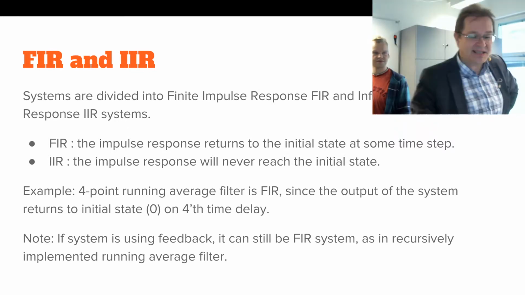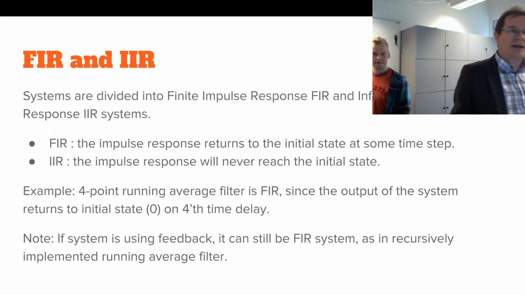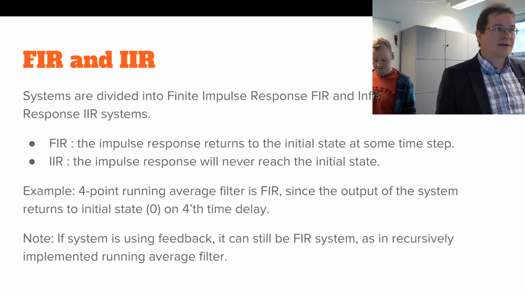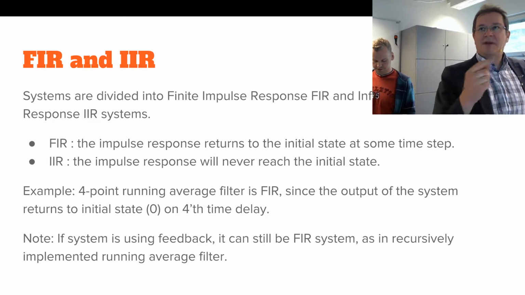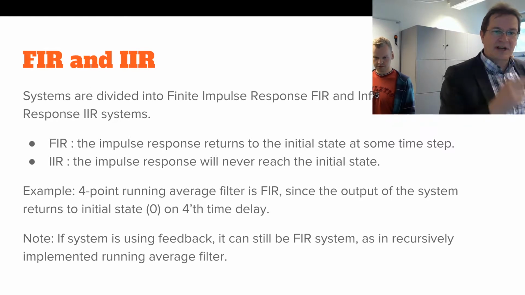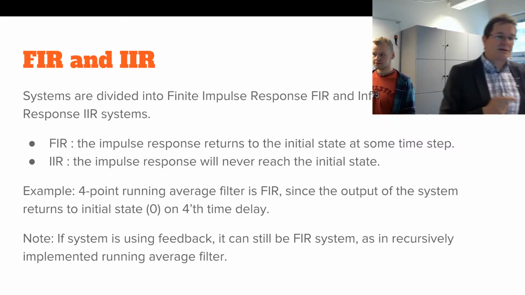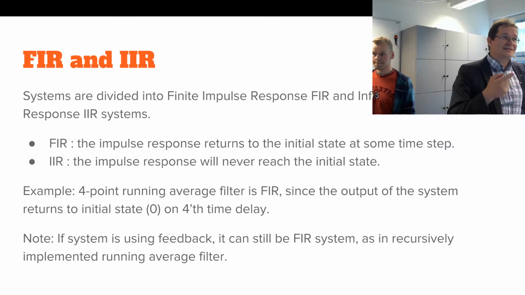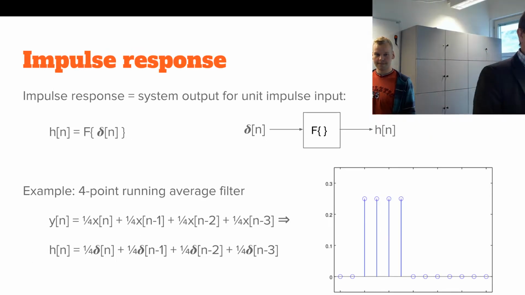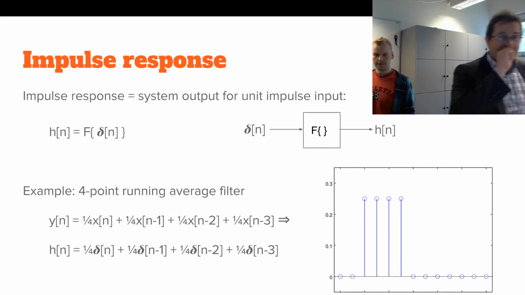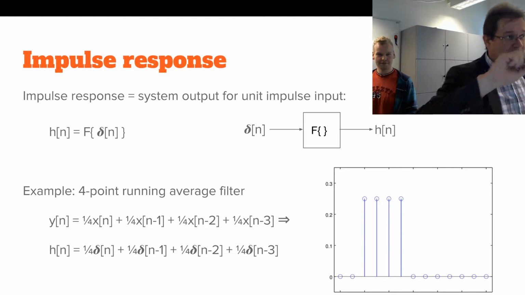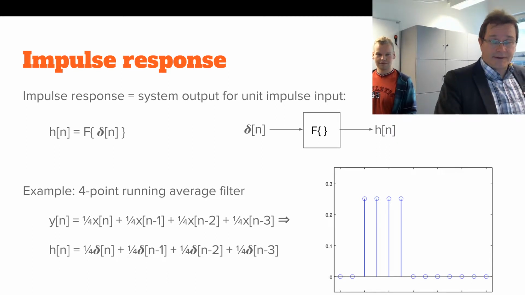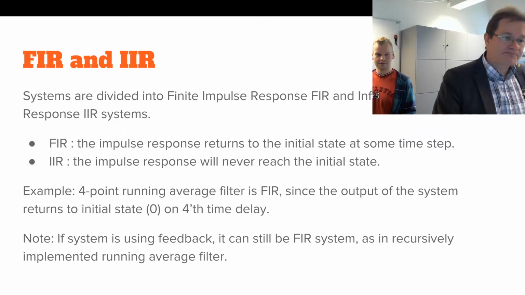So if the system has feedback, it does not guarantee that it will be an infinite impulse response system. Remember the last time we had this recursively implemented running average filter. It has a feedback, but it's still the same system with the same impulse response, with the 0 after the fourth time step.